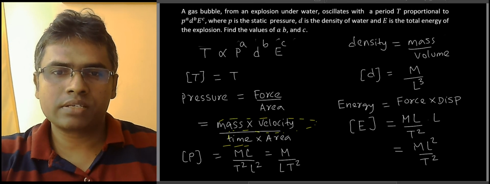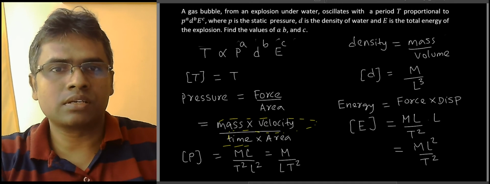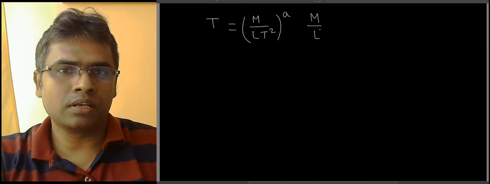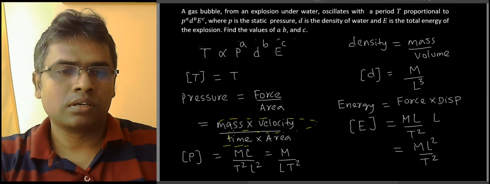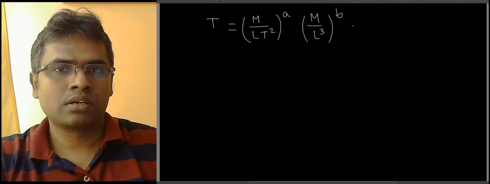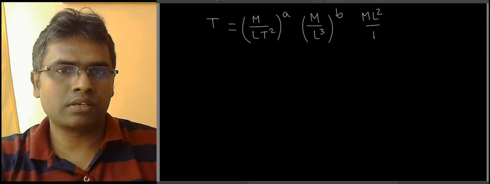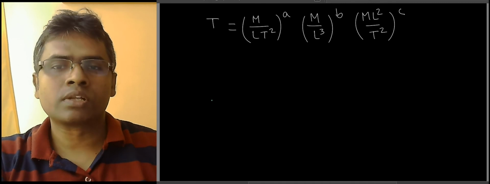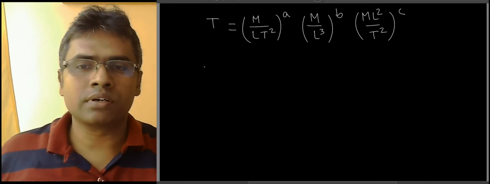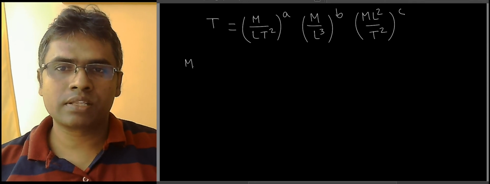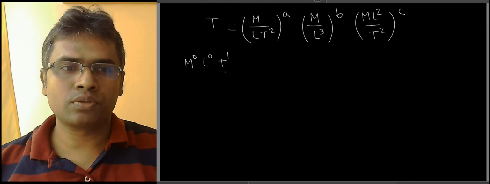Now, if we equate the dimensions of the quantities on either side, on the left hand side we have time dimension, and on the right hand side we have pressure raised to A. So this would be M over L T square, raised to A, equal to the density raised to B, M by L cube raised to B, and then the energy M L square by T square, raised to C. On the left hand side we don't have mass and length dimensions, so we can write them as M to the power 0, L to the power 0, and T to the power 1.